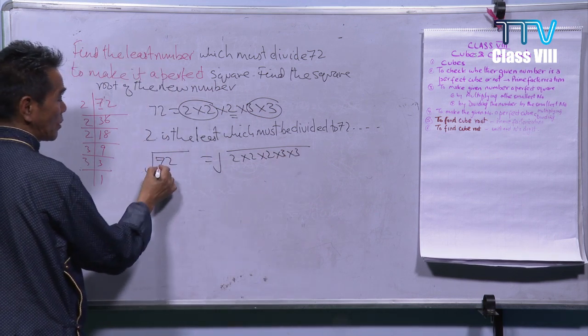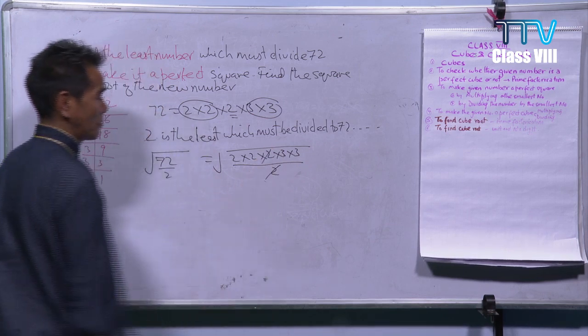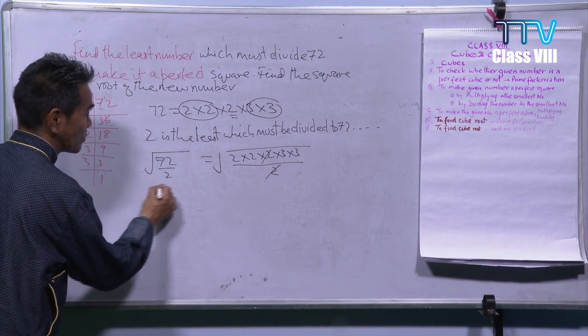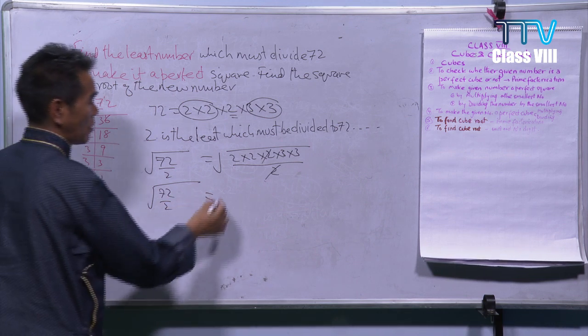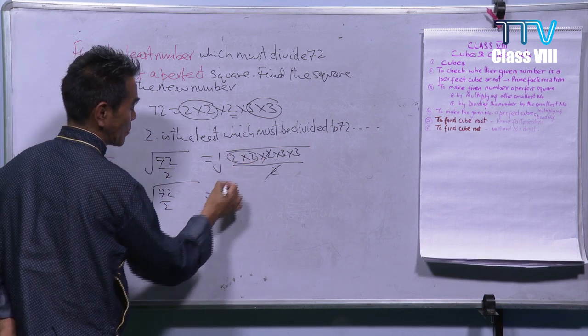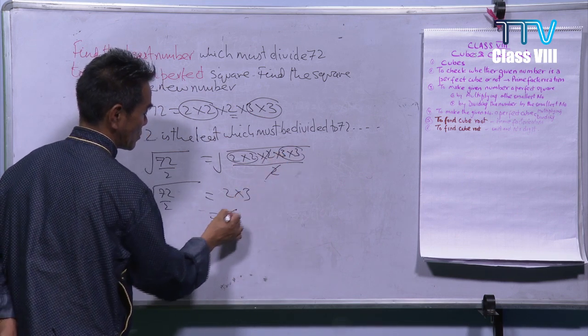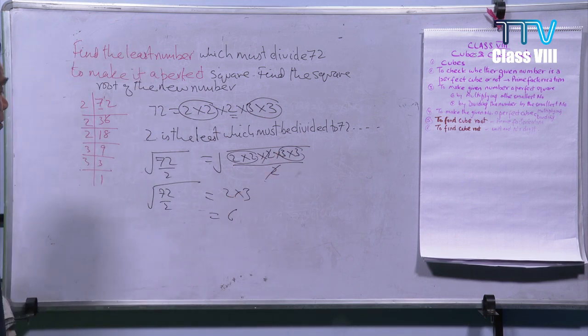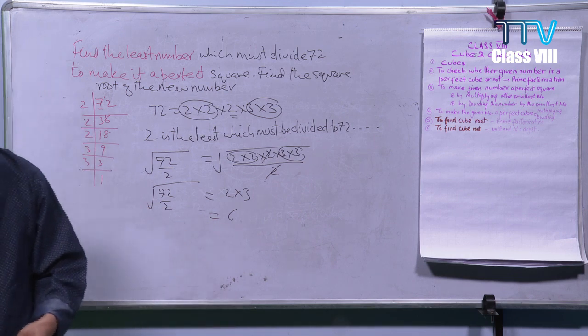We divide the number by 2. 72 divided by 2 is equal to 36, and 36 is 6 squared. The square root of 36 is 6.